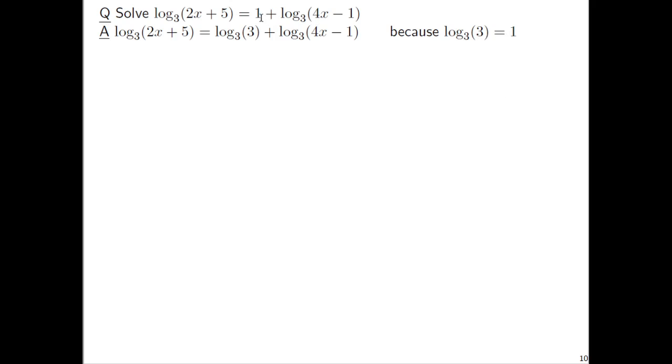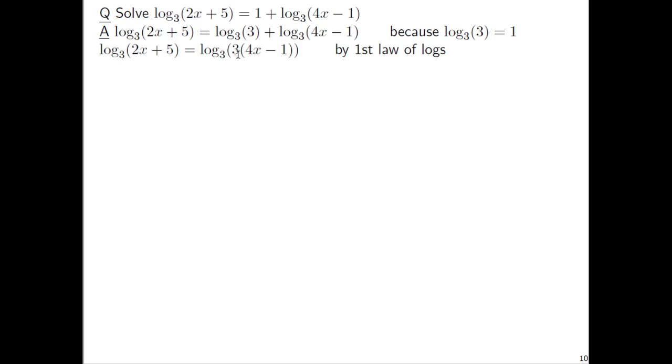So why would we do that? Why would we change this 1 into log base 3 of 3? Because now the right side is a sum of logarithms of the same base. That's why we rewrote 1 as log base 3 of 3 instead of writing 1 as log base 4 of 4. Because you have these two logarithms of the same base that are being added together, we can apply the first law of logarithms. So the left side stays the same, but the right side becomes log base 3 of this input 3 times the other input 4x minus 1.